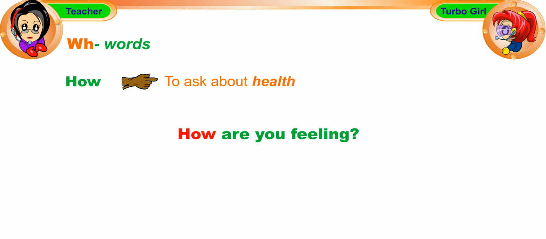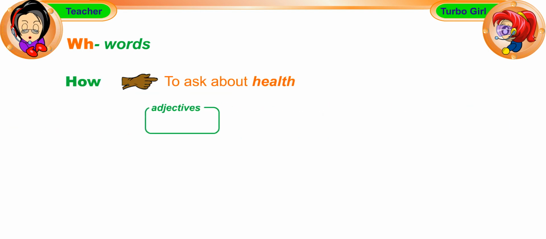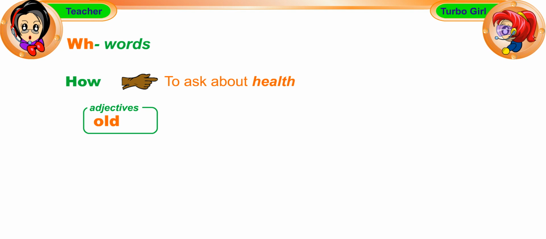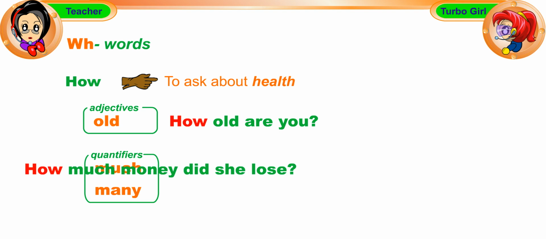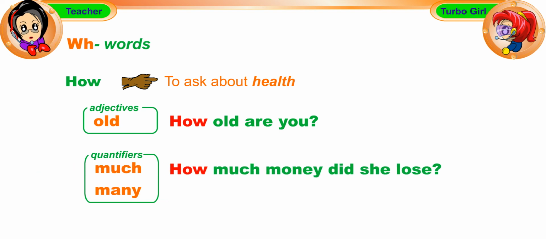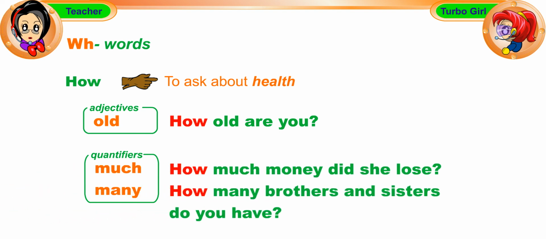We also use how with adjectives, for example, old, or quantifiers, for example, much or many, to ask questions such as, how old are you? How much money did she lose? How many brothers and sisters do you have?